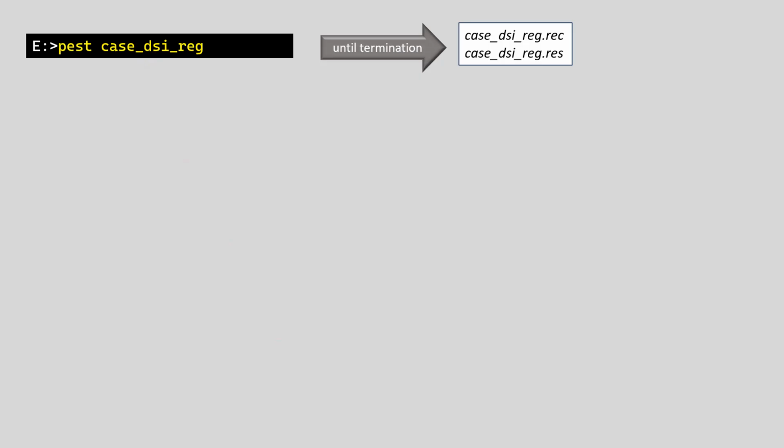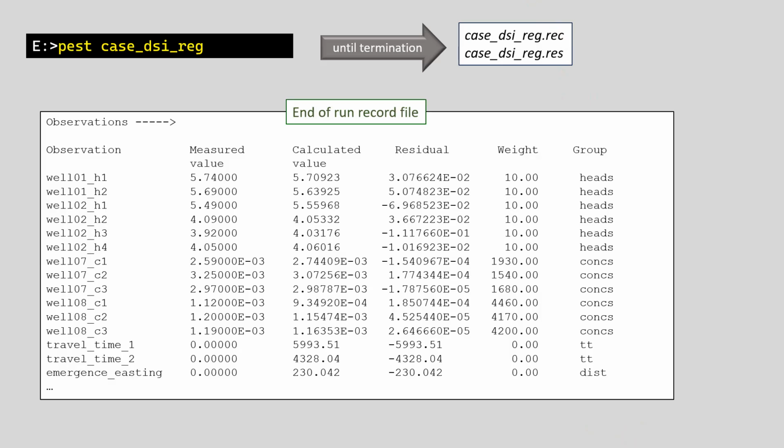So we just run PEST followed by the name of the PEST control file that addreg2 has just written for us. When PEST has finished calibrating the model, we can look at the model outputs corresponding to observations, but more importantly predictions, in the run record file or the residual file that PEST writes for us. So let's have a look at the bottom of the run record file. Here are the values of model outputs corresponding to observations. It will normally indicate fairly small residuals, indicating good fit between surrogate model outputs and field data.